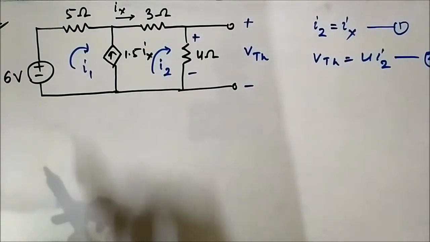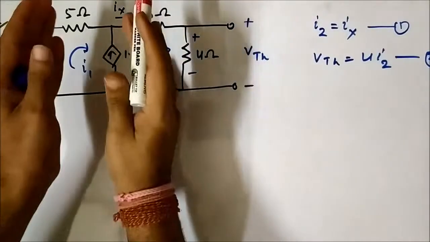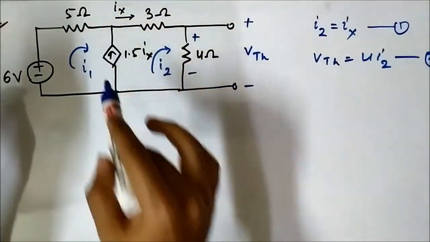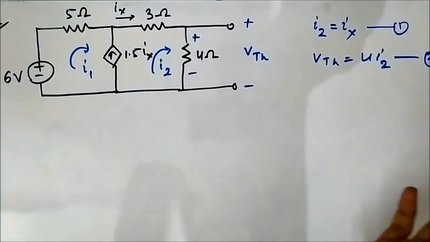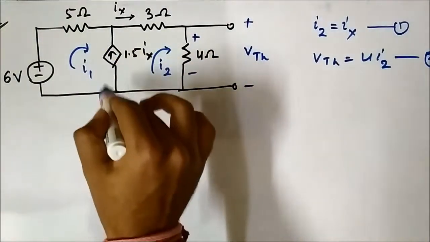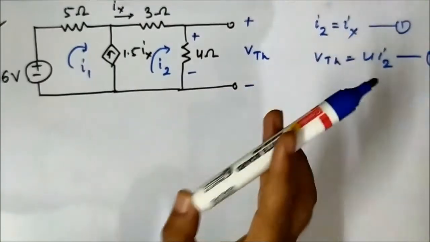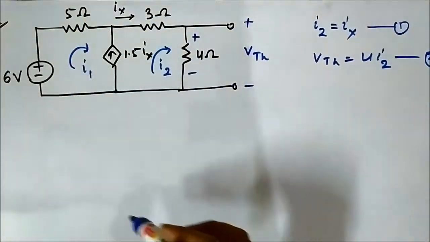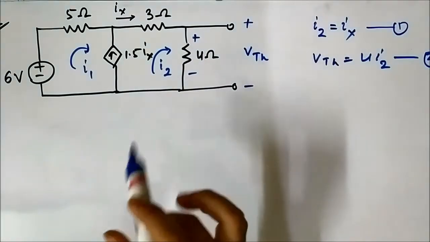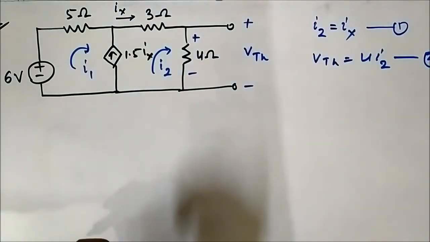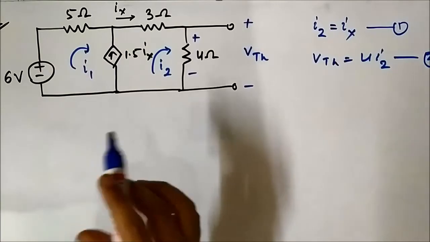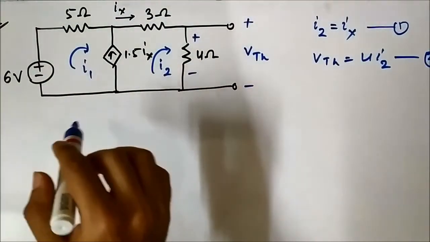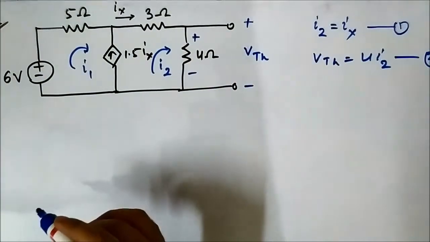Another thing to notice here is that these two meshes have a current source in between. It is an independent current source of course, but it is a current source. So when two meshes have a current source in between, it is called a super mesh. Super mesh means these two meshes are combined. The KVL equation is written for the two meshes combined.